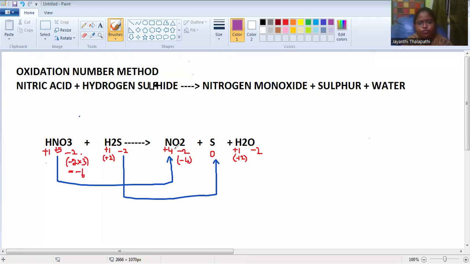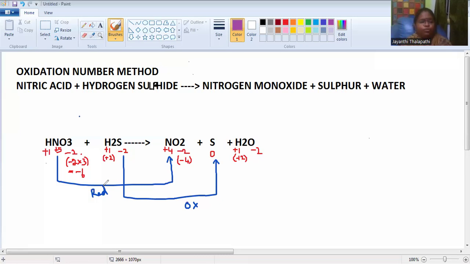But +5 to +4 means it gained one electron, right? And -2 to 0 means over here it lost electrons. We can also see the oxidation number over here increased, which means it is oxidation. -2 to 0, oxidation number increased. +5 to +4, oxidation number decreased, so it is reduction, right? It also gained an electron, and since the oxidation number decreased, it is reduction. When the oxidation number increases, it is oxidation.